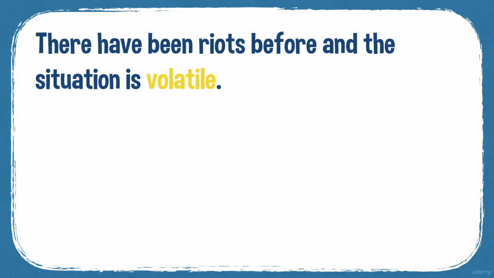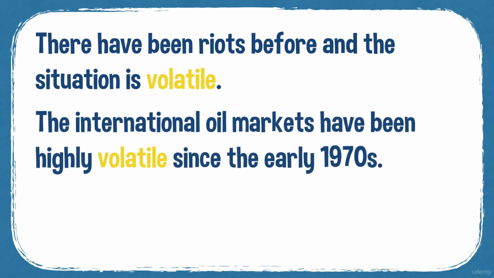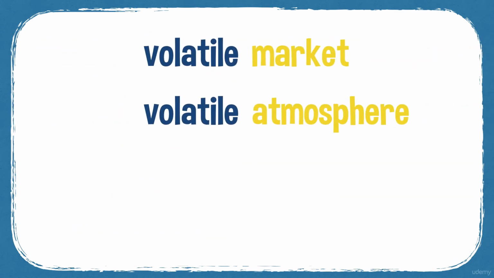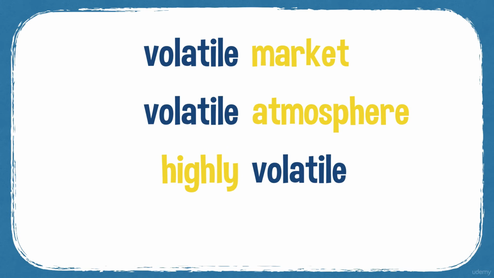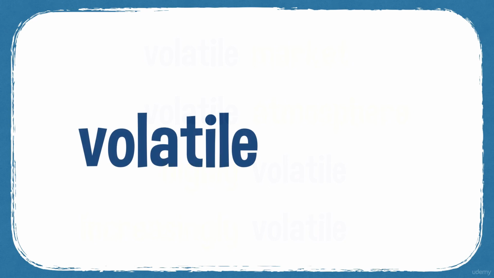There have been riots before, and the situation is volatile. The international oil markets have been highly volatile since the early 1970s. Armed soldiers guard the streets in this volatile atmosphere. So you can have a volatile market, volatile atmosphere. Things can be highly volatile, increasingly volatile. And the noun form of volatile is volatility.